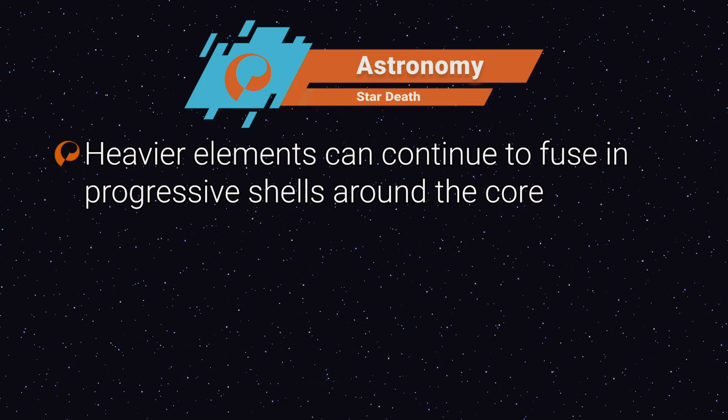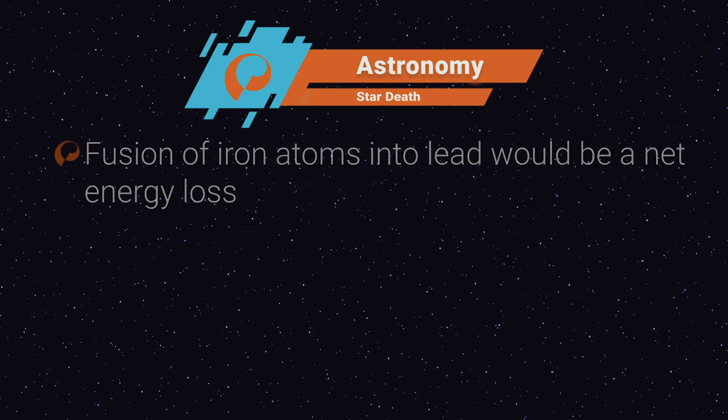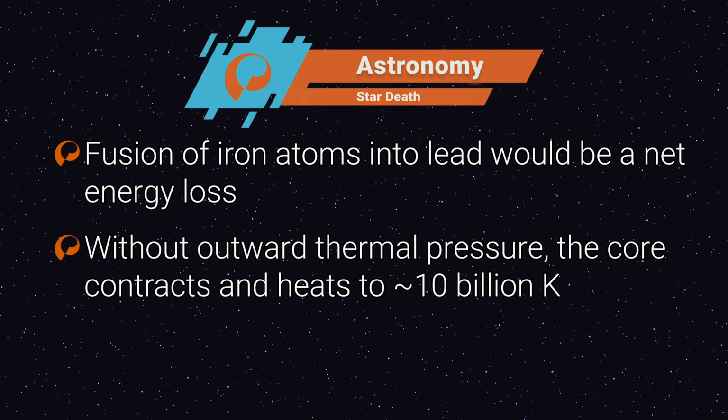For larger stars, fusion does not stop at carbon. Heavier elements can continue to fuse in progressive shells around the core. As each element is consumed, the core contracts, heats up, and fuses the next element in the chain. This continues until iron is produced. Fusion of iron atoms would be a net energy loss. Without outward thermal pressure, the core contracts and heats to approximately 10 billion kelvins.